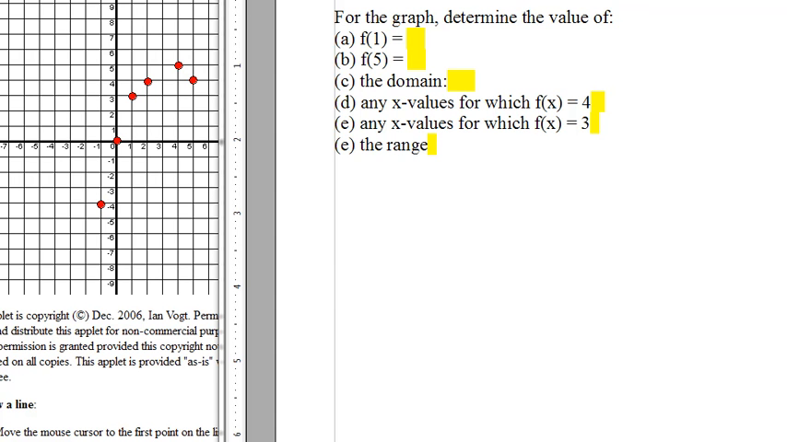It's Naomi Drake. This is a video on functions. Specifically, in this video we're going to be looking at the graph of a particular function and finding some information about that function from the graph.